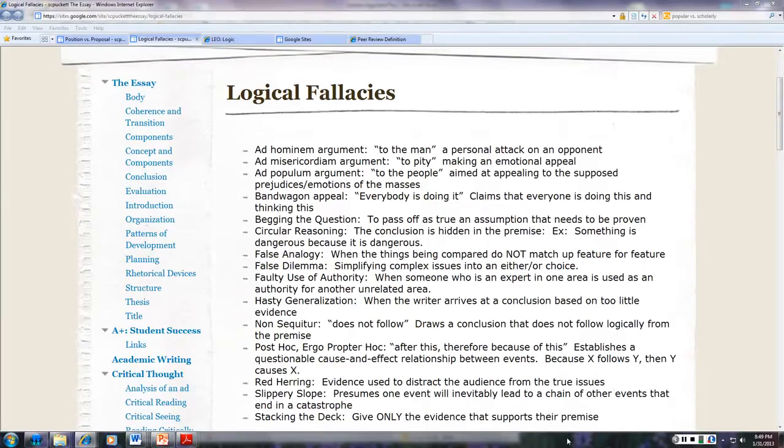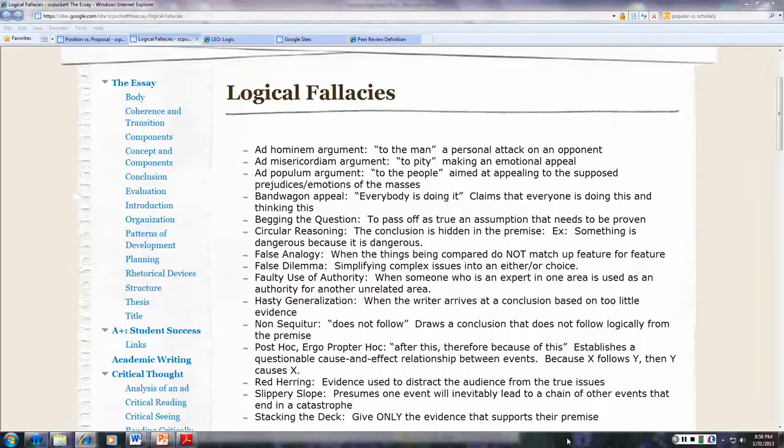This is a list of logical fallacies. It is certainly not exhaustive, but it does give you a good example. It gives you a variety so that you can look at them. We'll look at another list or two in just a moment. Notice that some of them are in Latin. It's because the logical fallacies have been identified for a long time.